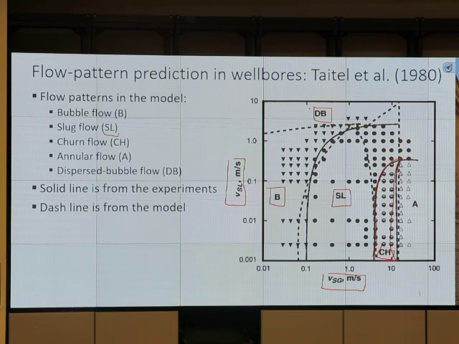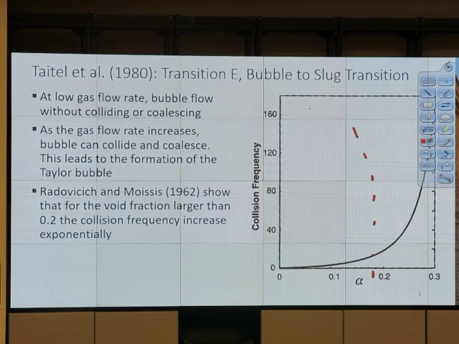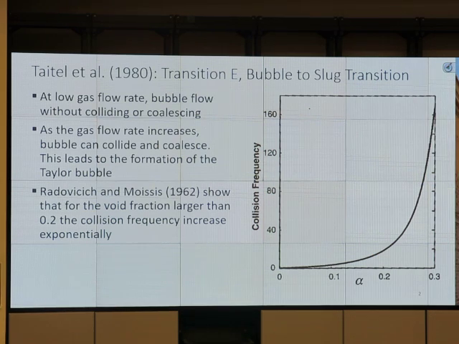This is Xiao model, 1980. Dash line is models, solid line is from experiment. It's close. It's not exactly matched, but it's close. That line is not quite close. Okay, let's take a look at that model. And eventually, we will have a comprehensive vertical flow model that combines everything together, that we should use.